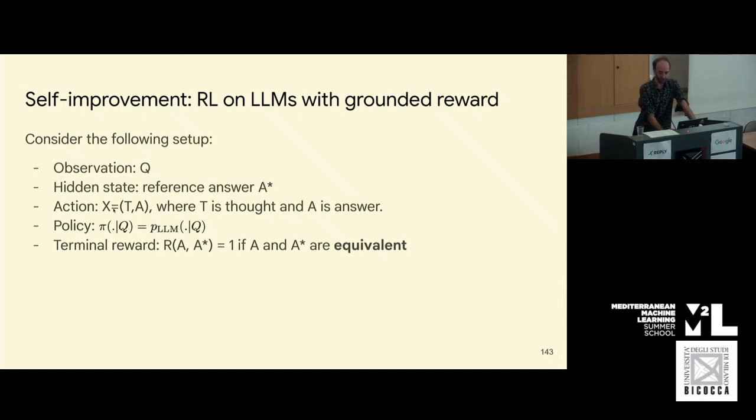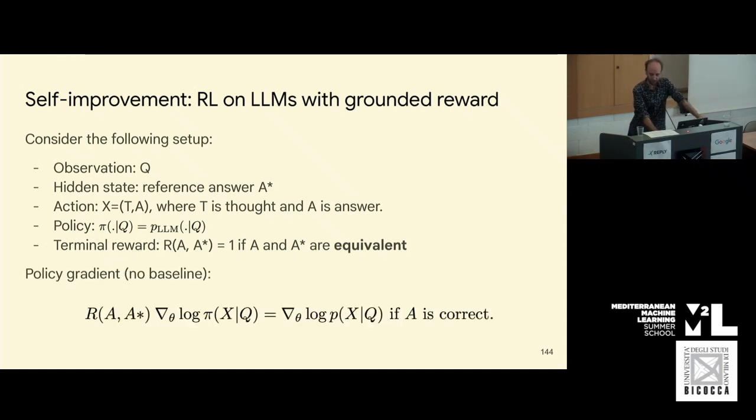You take an action, which is just sampling a big blob of tokens which represent your thought and the answer. Your policy is the LLM. Given a question, generate a thought and an answer. And my terminal reward is a reward that comes only at the very end: just check the answer that you generate against the reference answer A star, give yourself a reward of one if they're equivalent and zero otherwise. So what would that look like if I did policy gradient?